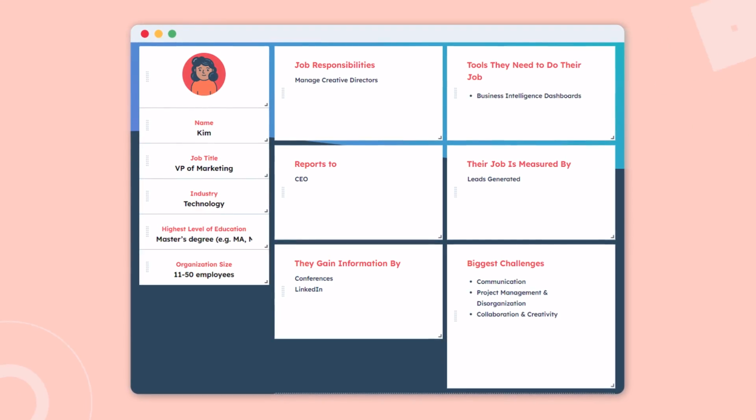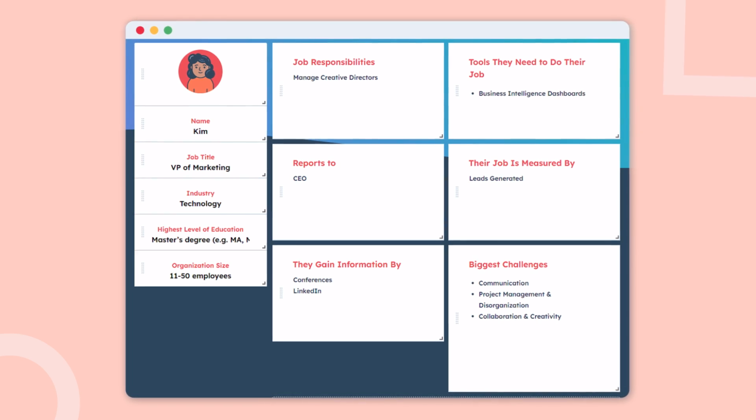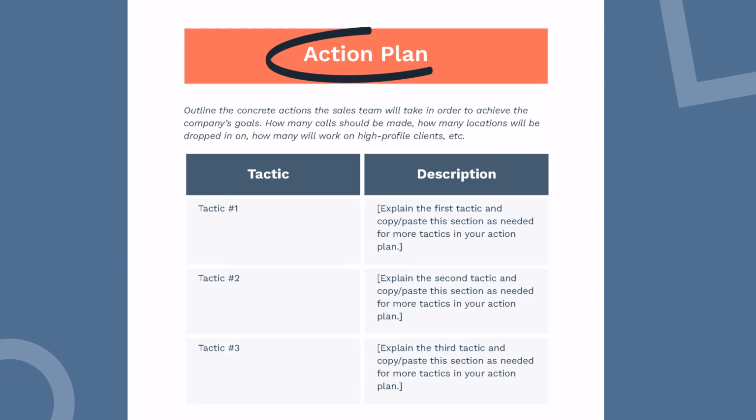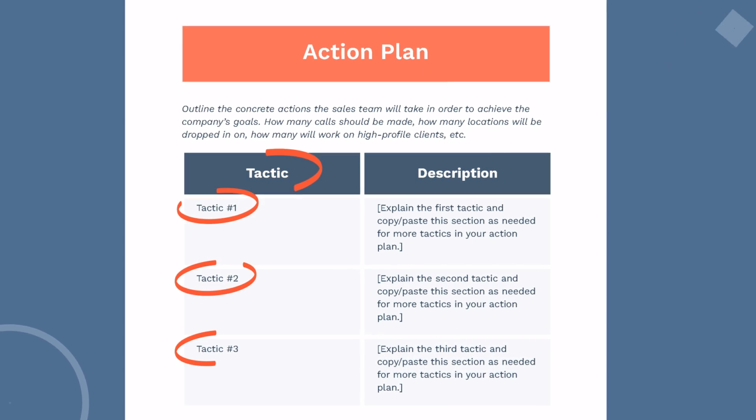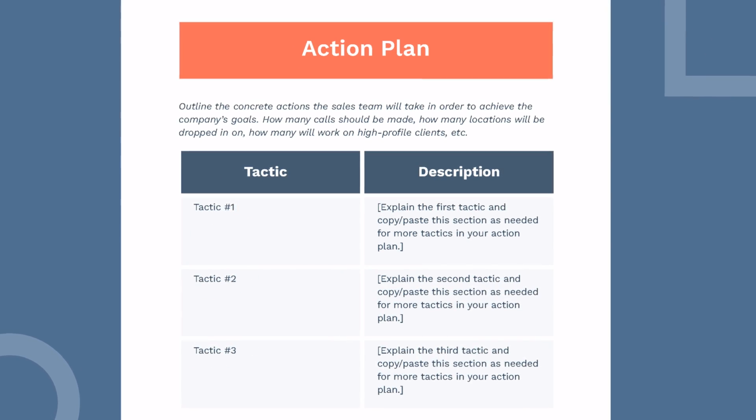We also determined that Charles's boss, Kim, would be a strong prospect for our business. So in this section of the sales plan, lay out the strategy your sales team will use to reach out to VPs of marketing that match Kim's buyer persona. Once all these strategies are in place, you'll be ready to write up an action plan that spells out the exact tactics you'll use to accomplish your strategic goals.